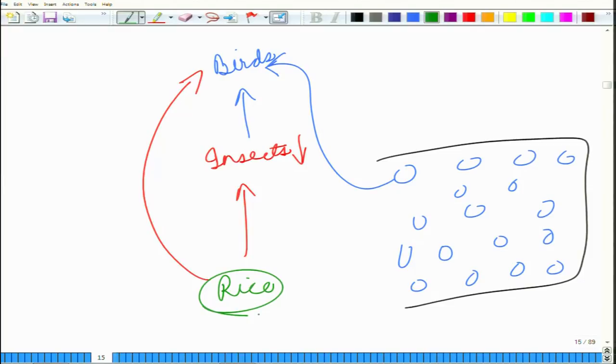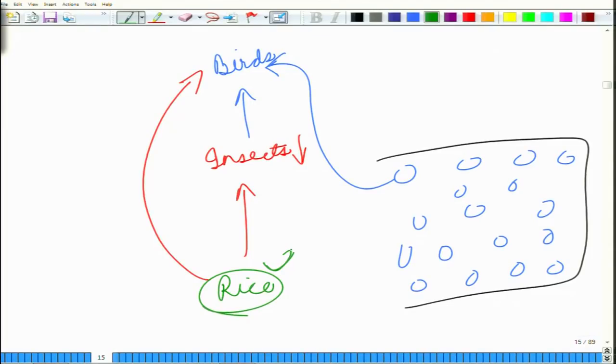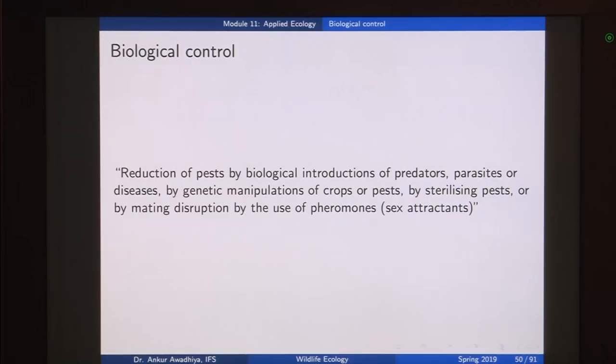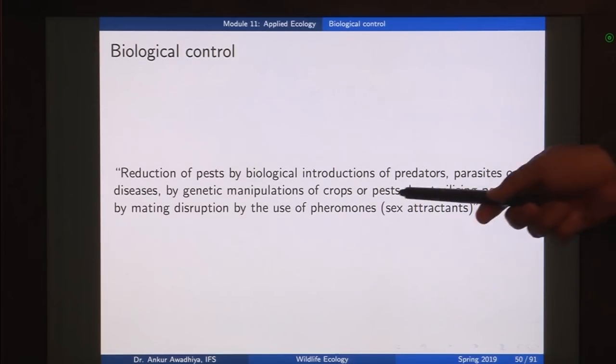So, probably it has some other chemicals in its leaves that are not suitable for the insects. In that case, the insects will not be eating this particular variety of rice. So, you can go with some genetic manipulations, or you can go with some breeding procedures through which you select for those rice varieties that are more resistant to the insects.